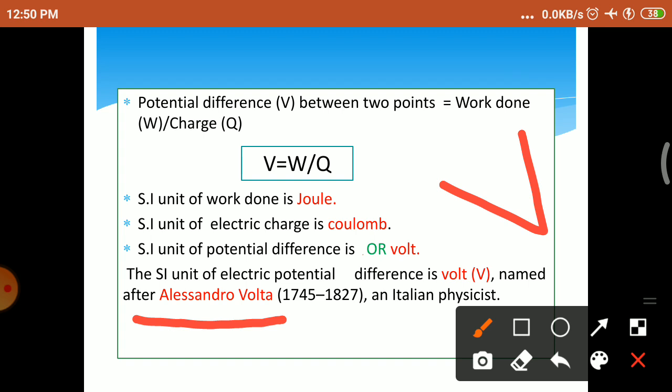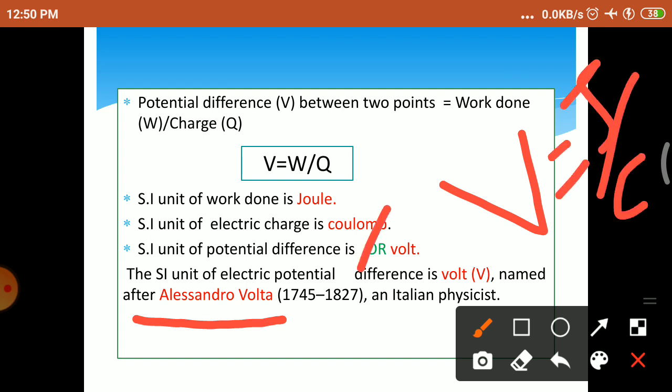So the potential difference equation is V equal to W by Q. Here W equals work done. The unit of work done is joule. Q is electric charge. The unit is coulomb. So the SI unit of potential difference is joule per coulomb, or volt.